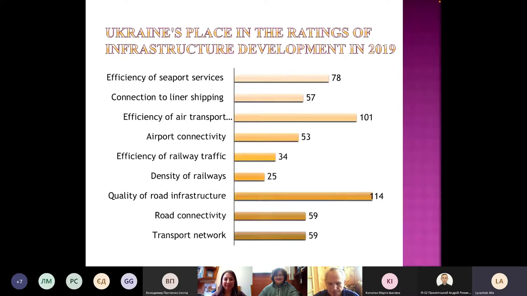In the rankings, Ukraine is 114th in quality of road infrastructure. The state ranks 25th in terms of density of railways and 34th in terms of intensity of railway traffic. In addition, Ukraine ranks 54th for airport connectivity and 101st for effectiveness of air transport services. The country ranks 57th for connection to liner shipping and 78th for effectiveness of airport services.